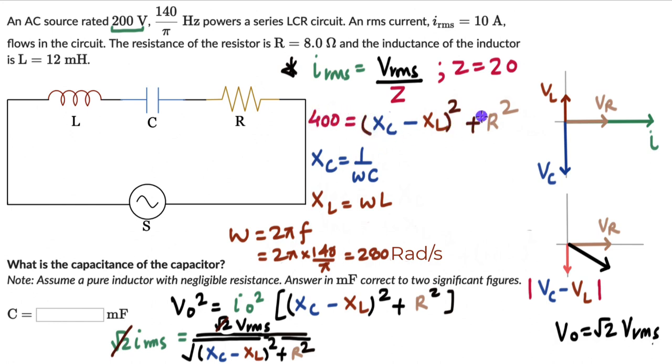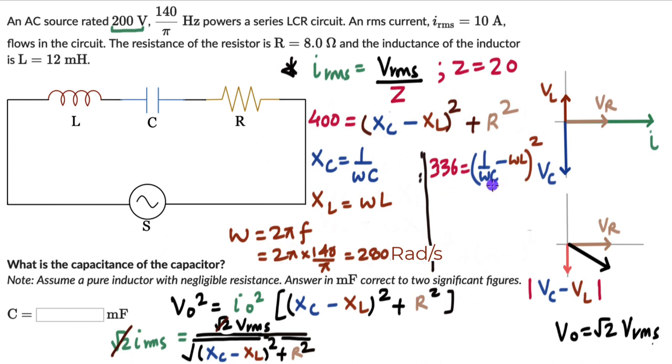Okay, and R square would be 8 square, that is 64. So we can take R square to the left hand side, and when we do that, this will be 400 minus 64, that is 336, equal to (XC minus XL) whole square. And instead of XC, now we can write 1 upon omega C. So with a bracket, 1 upon omega C minus omega L, and whole square of this expression.